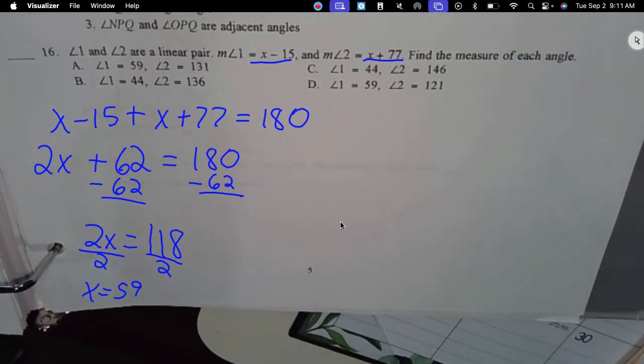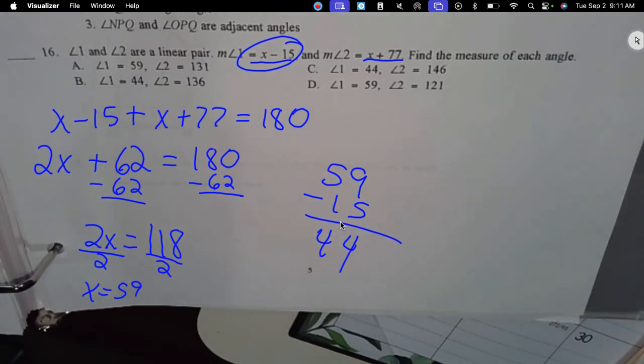No. Look, notice that they put that as an answer to trick you. They put 59 in there because that's what a lot of people would see. Oh, I got 59, that's my answer. That's not right. It didn't ask me for x. I have to plug it in. I would plug it in right here. 59 minus 15 in my calculator. What is that? 44. 44 is my angle 1.